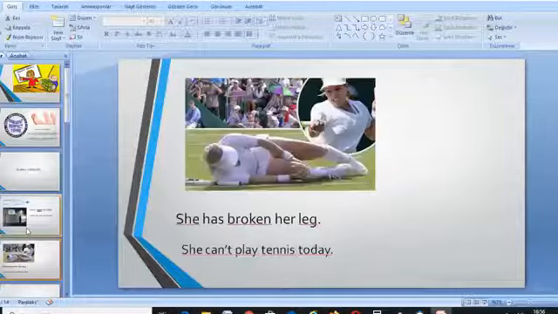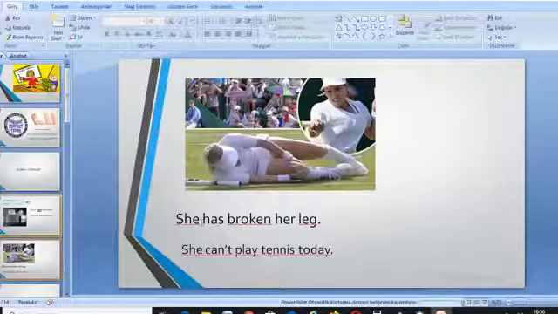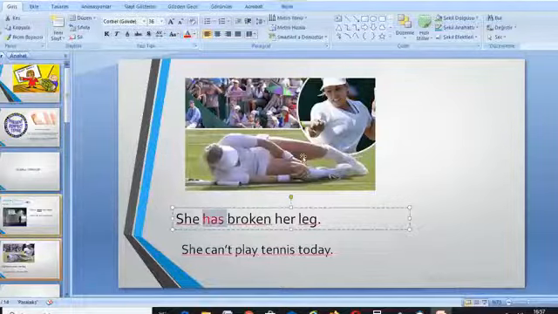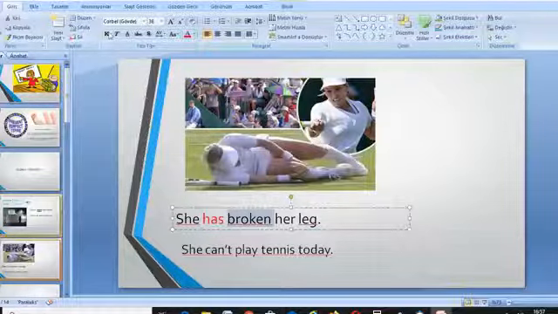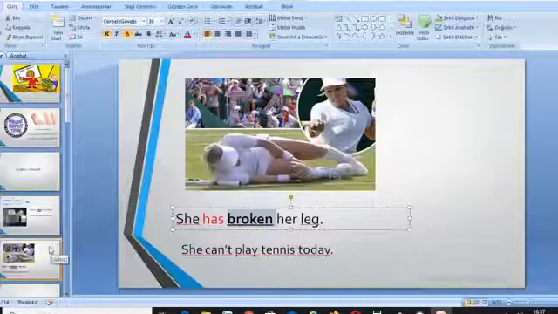So, positive sentences. Yes, here are the positive sentences. Look, she has broken her leg. She has. So, look, it happened a very short time ago. So, she can't play tennis today. She has broken her leg. Good.